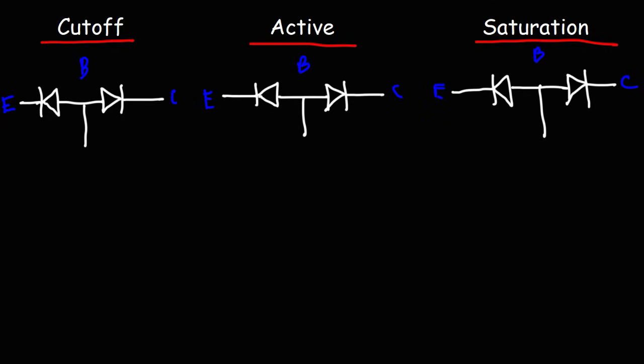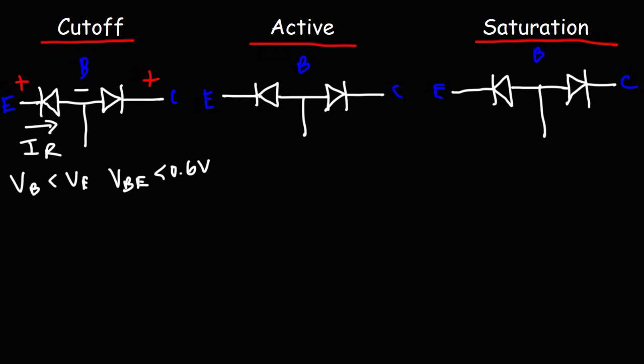Now, during the cutoff region, the emitter has a higher potential than the base. So in this case, we could say that VB is less than VE. Or we could say that VBE is less than 0.6. If that's the case, the transistor is off. In this case, the emitter base junction is in reverse bias mode. Notice that the direction of the current is opposite to the direction of the arrow. So that's reverse bias mode.